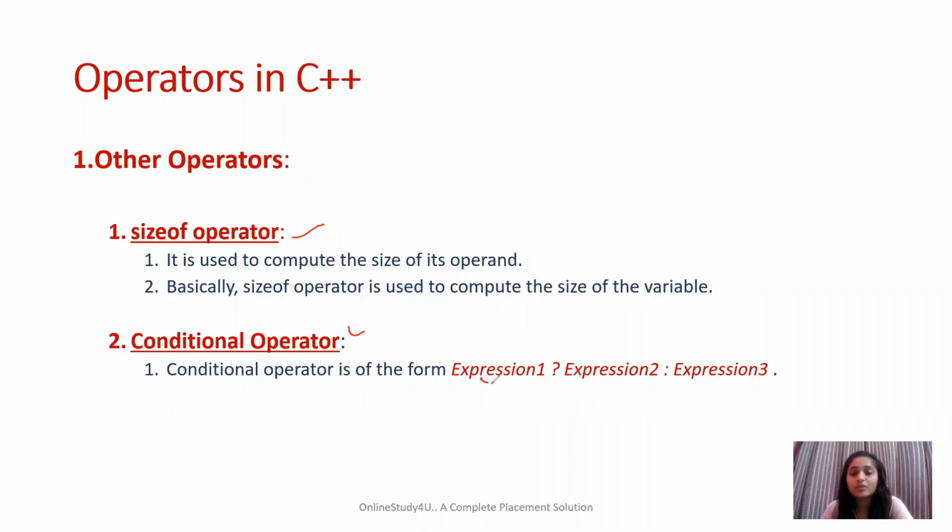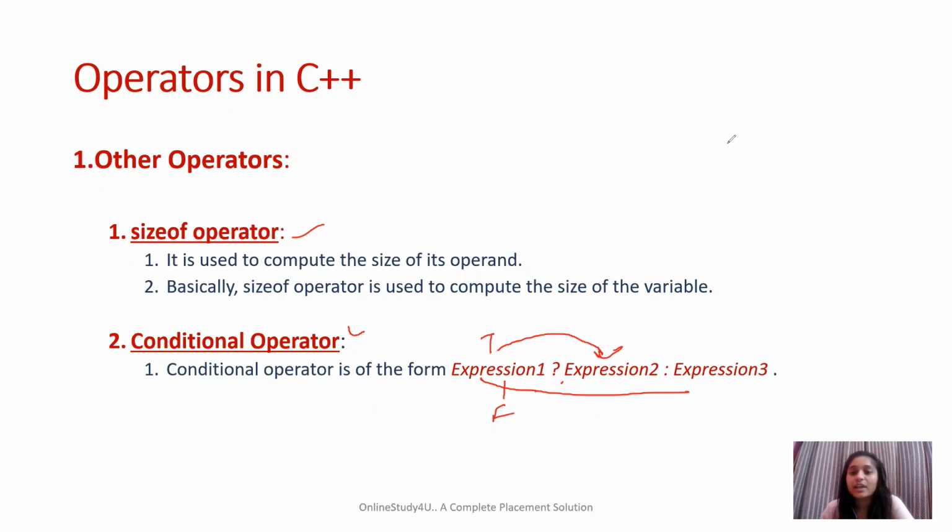Conditional operator is of this form. Here we have expression 1, question mark, expression 2, and colon, expression 3. So the conditional operator operates on 3 expressions or 3 operands. What it says is, if expression 1 is true, then evaluate expression 2, or if expression 1 is false, then evaluate expression 3.